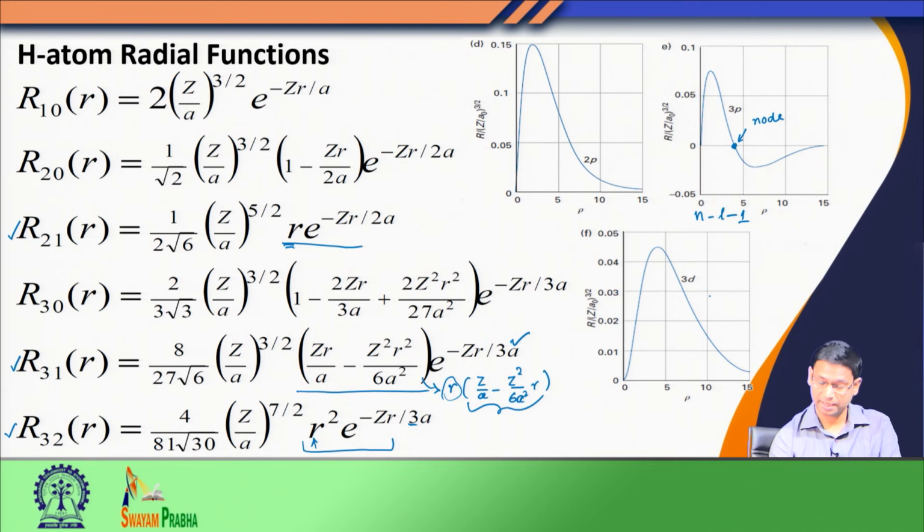And in this case, again we have 0 nodes, because for 3d it is 3 minus 2 minus 1. For a d orbital, l is 2, so this becomes 0. Therefore, I have 0 nodes here, 0 nodes here, and 1 node. Mind you, all these nodes are radial nodes.